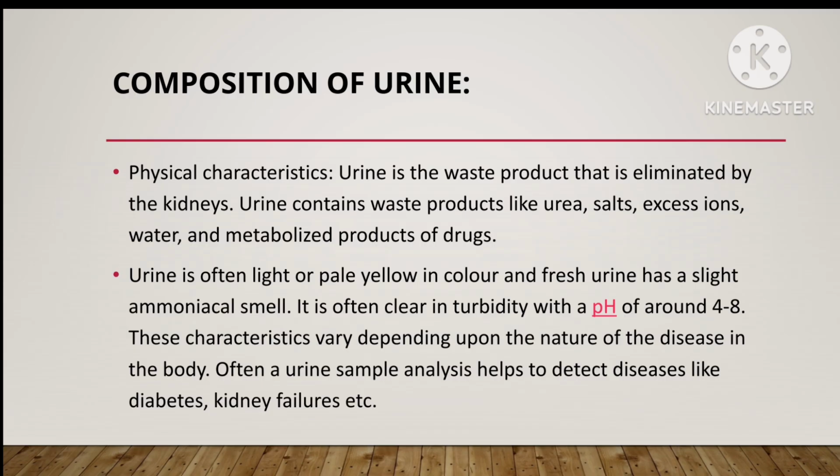As we know, urine is the waste product of our body which is eliminated by the kidneys. Urine contains waste products like urea, salts, excess ions, water and metabolized products of drugs. Urine is often light or pale yellow in color and fresh urine has a slight ammoniacal smell. It is often clear in turbidity with a pH around 4 to 8. These characteristics vary depending upon the nature of the disease in the body. Often, a urine sample analysis helps to detect diseases like diabetes, kidney failure, etc.